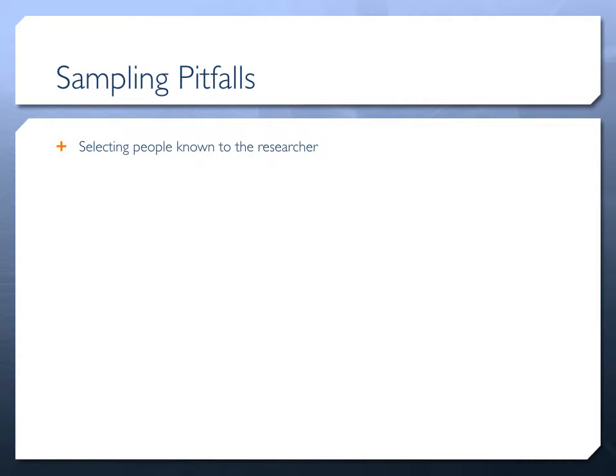Well, first of all, selecting people known to the researcher can actually be kind of a pitfall in the sense that it could develop into a bias without either person knowing. Number one, if the person you select is known by you, then they might want to do something that's going to positively reflect on you. Number two, if you know the participant, you may not treat them the same way as a participant you don't know. So again, that could lead to bias.